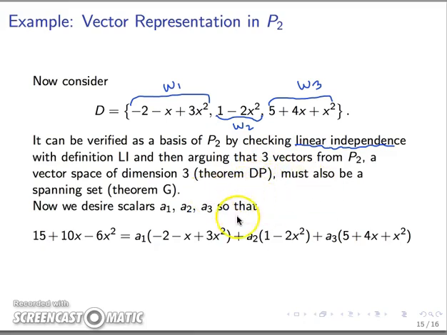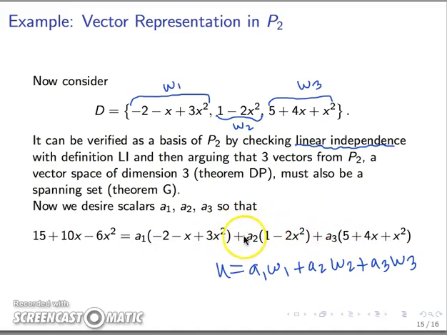But what we want really ultimately is to find values for A1, A2, and A3 such that we could write U as a linear combination, right? So we're saying we would like to express U as a linear combination A1 W1, A2 W2, and A3 W3. So here on the right-hand side, I have the linear combination involving the members of the set D with coefficients A1, A2, and A3. This is a very similar calculation.